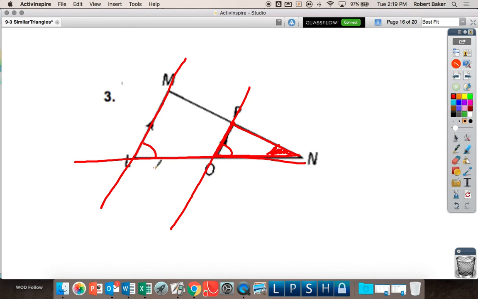Wait, so is that one angle? This one would be, yes, angle, and then you'd have to write, oh, it's just angle.